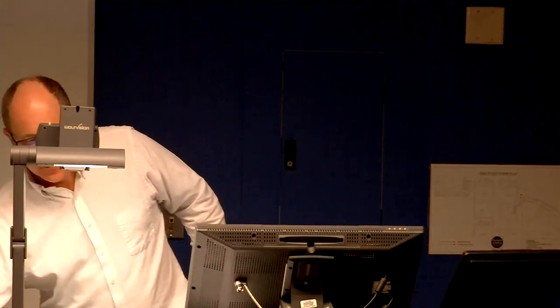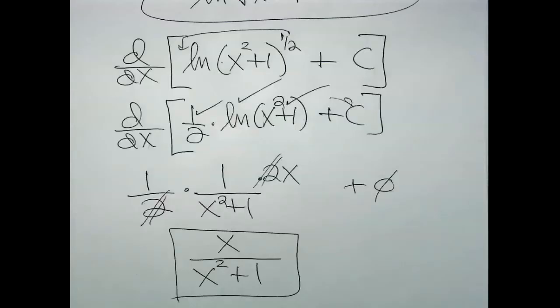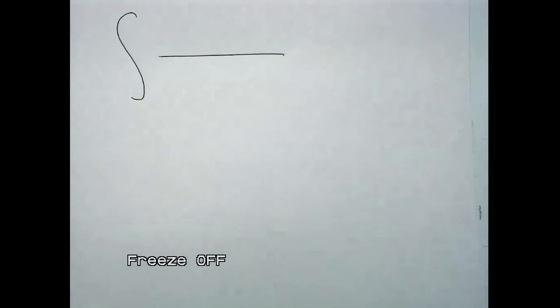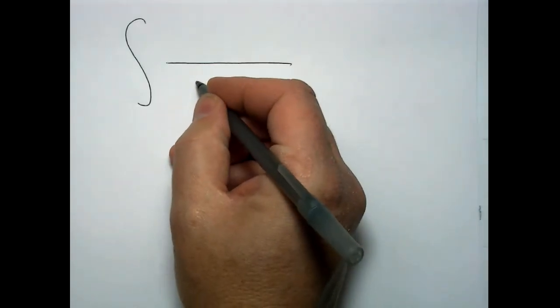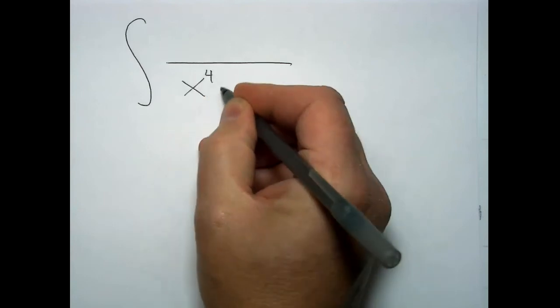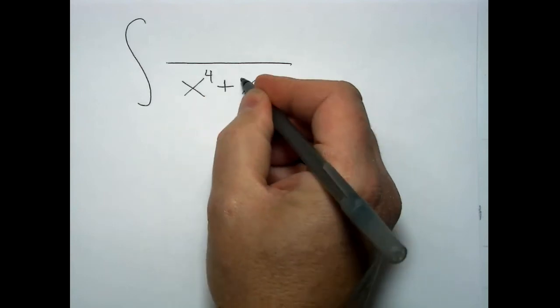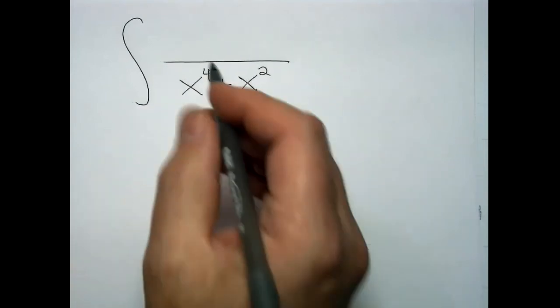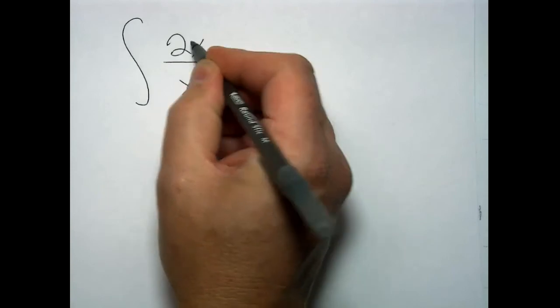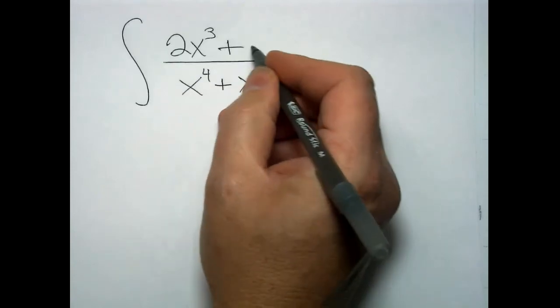All right, I want to go a little further with this. And let's try one more where we do a 3-step checklist. So down here, I'm going to put, how about x to the 4th plus x squared. How's that? Okay. And here, I'm going to put 2x cubed plus about x.